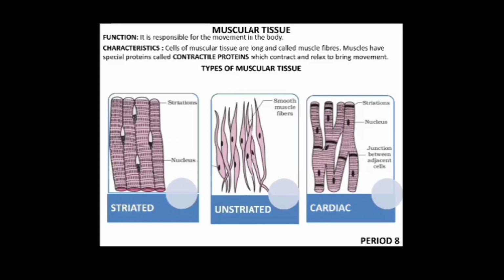Now next we move on to the muscular tissue. So what is the function of muscular tissue? It is responsible for the movement in the body. The characteristics of the cells of this tissue are: they are long and called muscle fibers. Muscles have special proteins called contractile proteins which contract and relax to bring movement. So in general, there are three types of muscular tissue: the striated, non-striated, that is the smooth muscles, and cardiac.